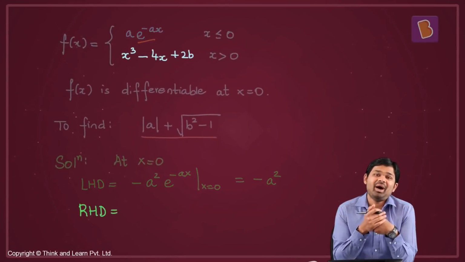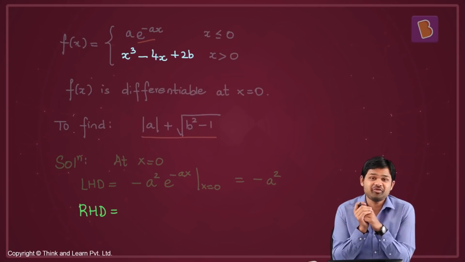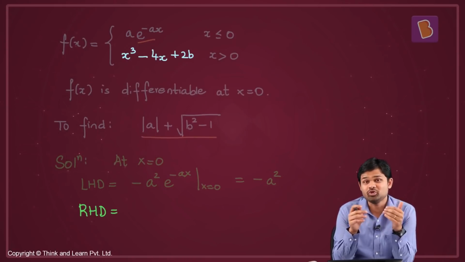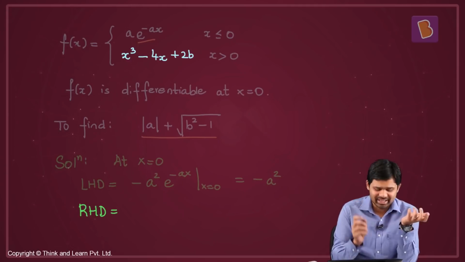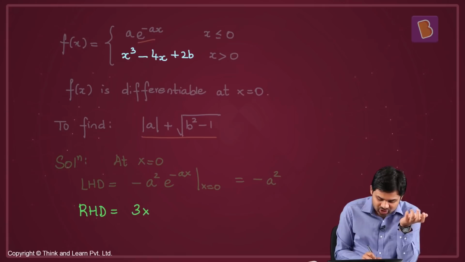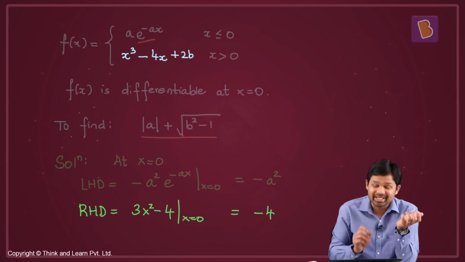Very simple. Now I differentiate the right side of this function. So on the right side of a, the value of the function is going to be x cubed minus 4x plus 2b. I just have to differentiate it. It's a polynomial, very easy to differentiate. So I get 3x square minus 4 evaluated at x is equal to 0, and the value turns out to be equal to negative 4.